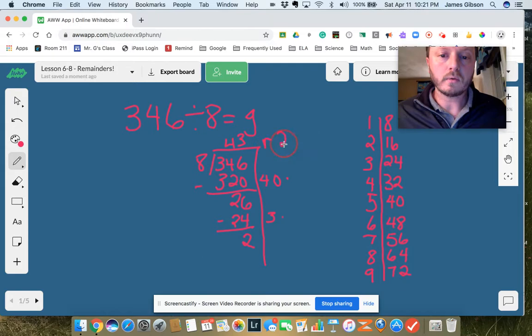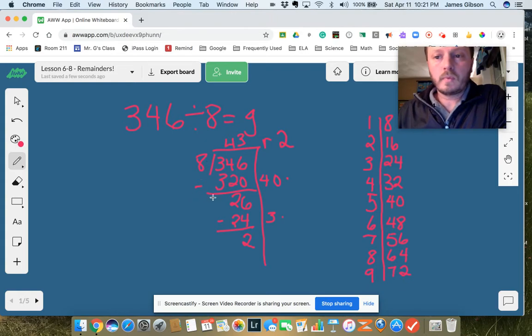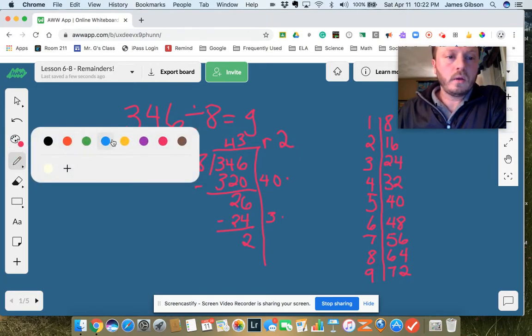remainder of 2. So with a standard problem like this, if it's just the numbers, just an equation, just a question, we're done. This is all we have to do. You can write your answer with a remainder like that, and we don't need to continue.